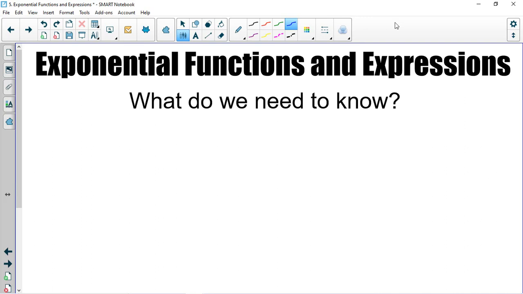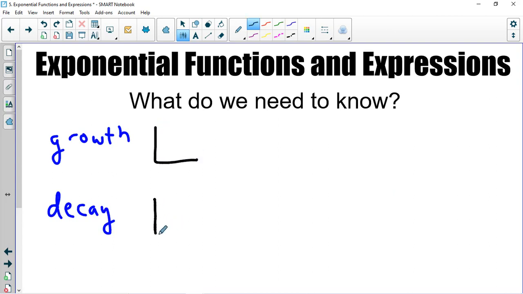So that takes care of exponential expressions, but what about exponential functions? There's really two main categories of exponential functions. We've got exponential growth and we've got exponential decay. Growth obviously is getting bigger, decay is obviously getting smaller. If we're looking at the graphs of these two functions, they're going to look pretty different. Growth is going to be going up faster and faster, and decay is going to be going down, decreasing slower and slower. So it's two very different pictures for these functions.